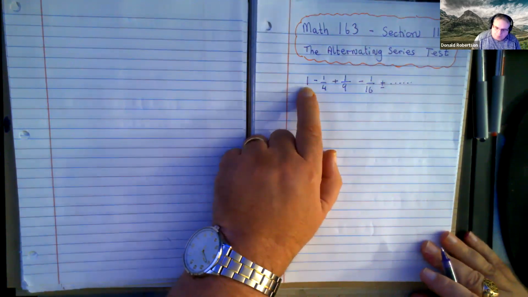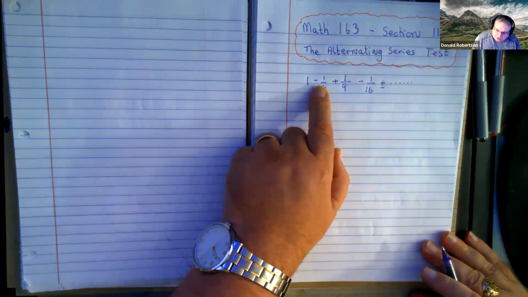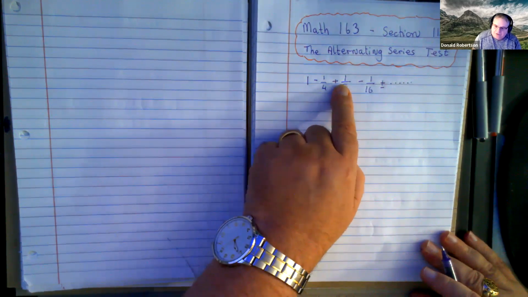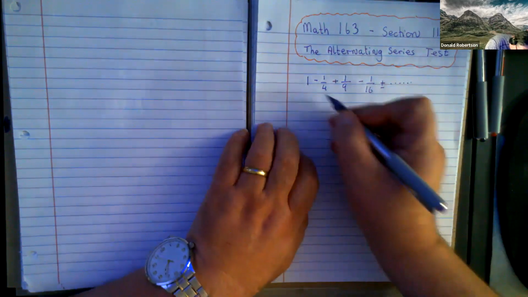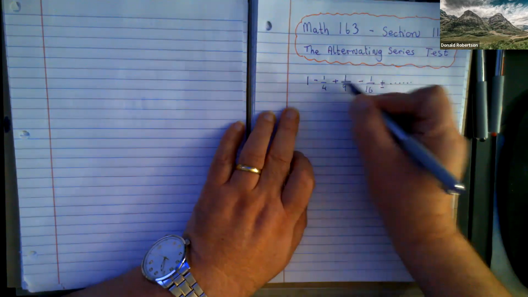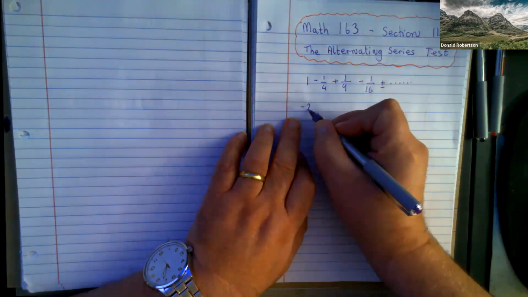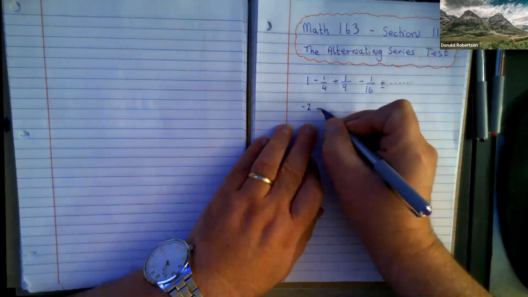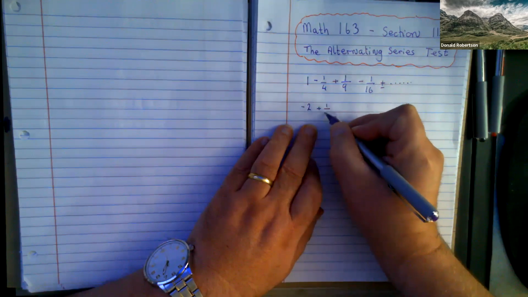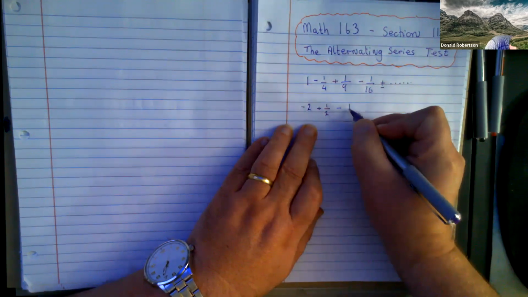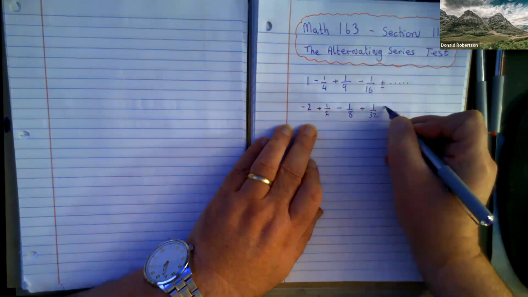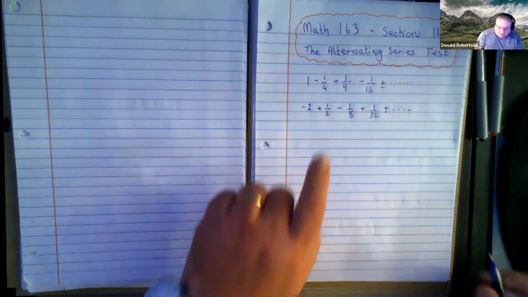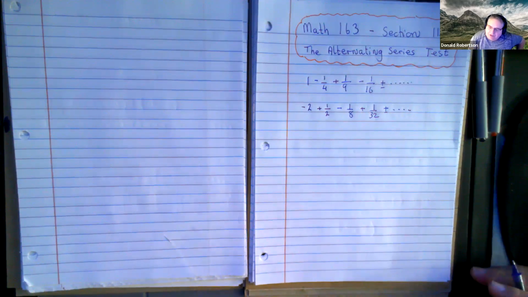Now, the key feature is that you start with a positive number, then you subtract the next, then you add the next, then you subtract the next. So it's plus minus forever. In this particular case, it started with a positive, but it's okay. You may start with a negative number, and then you might add a half, and then we take away an eighth, and then you add 1/32, and you add and subtract forever. These are examples of alternating series.